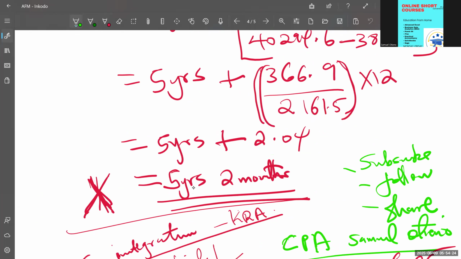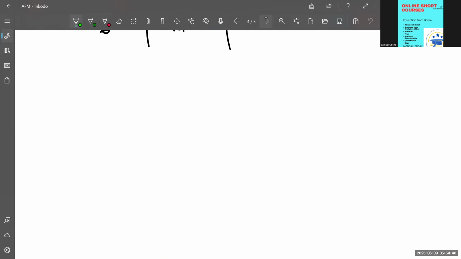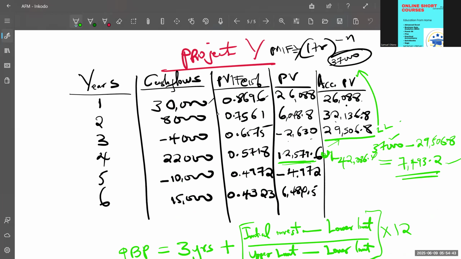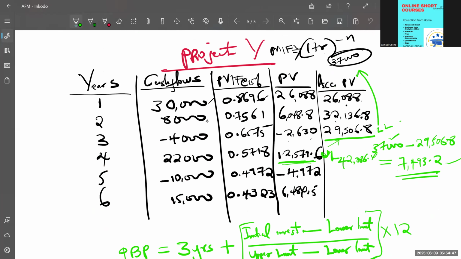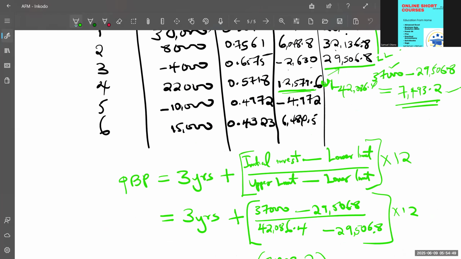Now, which project is better? In which project are you going to recover your investment earlier? And you can see, obviously, you will pick a project where you recover your investment earliest, or the project that will give you returns faster, right? So that means automatically you can also attest to it that Project Y now reigns supreme. Project Y is a better option compared to Project X.